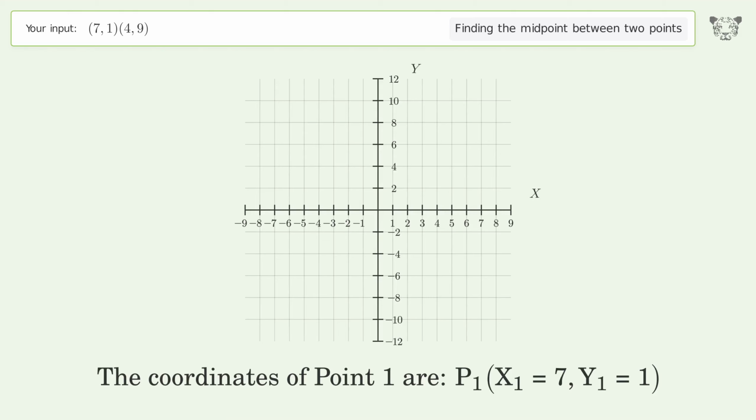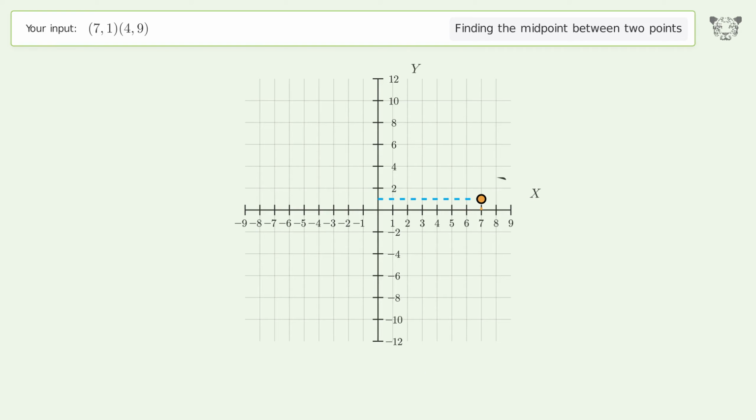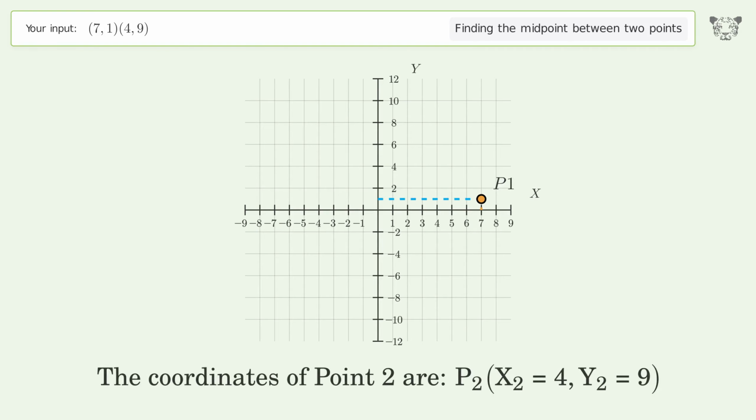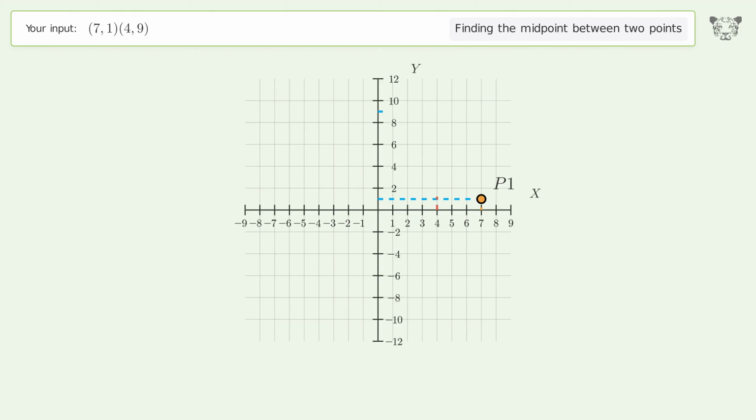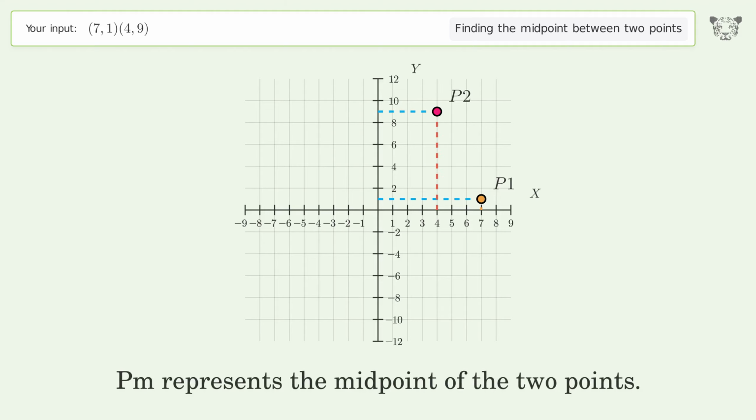The coordinates of point 1 are, x1 equals 7, y1 equals 1. The coordinates of point 2 are, x2 equals 4, y2 equals 9. PM represents the midpoint of the 2 points.